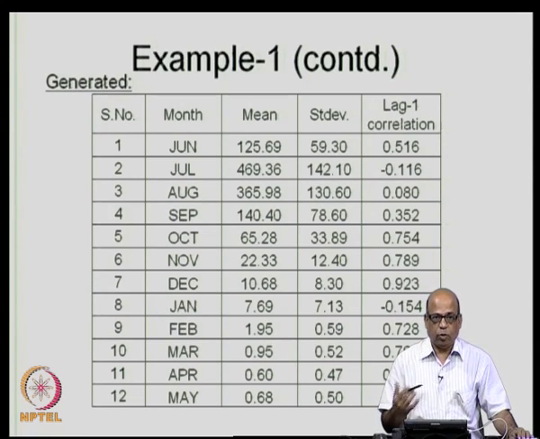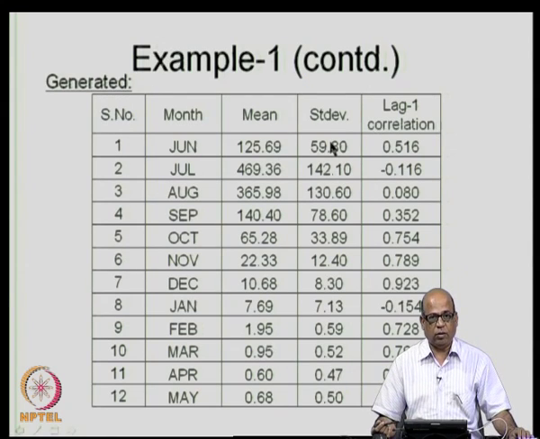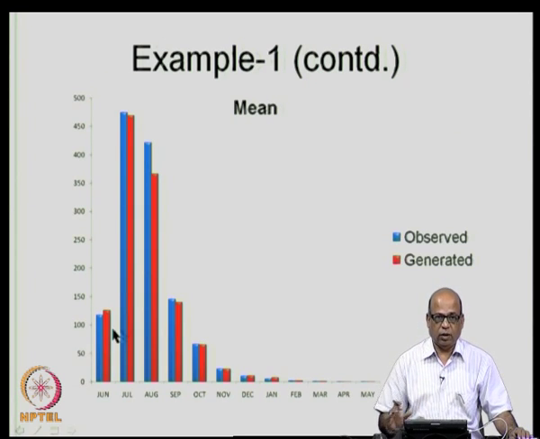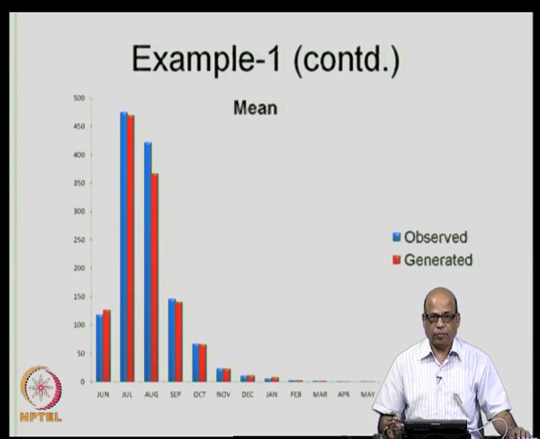Now, these should be approximately the same as the mean, standard deviation and lag 1 correlation of the historical data. So, this we compare by drawing bar charts. So, this is a general procedure: you generate the data for a sufficiently long period of time, discard the first few values, and then using the remaining data you compute the mean, standard deviation and lag 1 correlation and compare these with the historical, that is observed, data.